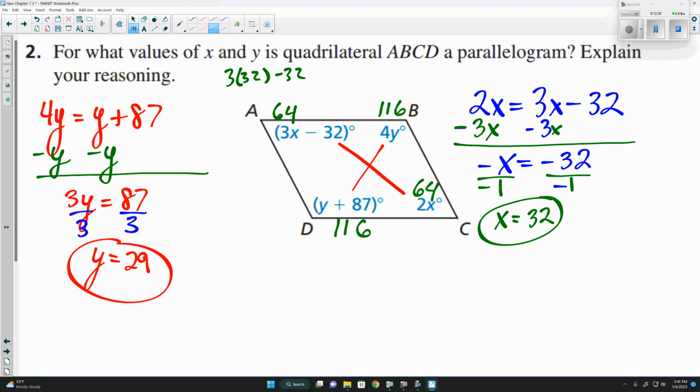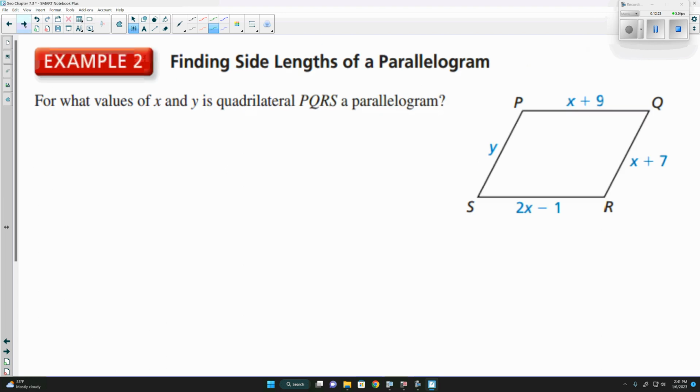Questions on this here? For what values of x and y is the quadrilateral a parallelogram? Well, this one's dealing with sides. So the opposite sides have to be congruent. We can say these two are congruent, yes? So we have that y is equal to x plus 7. Could we solve this for y or x? Well, no, we have two variables, because here we have y on one side, x on the other.